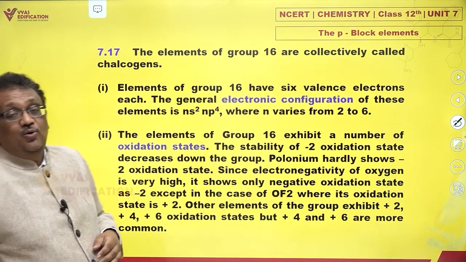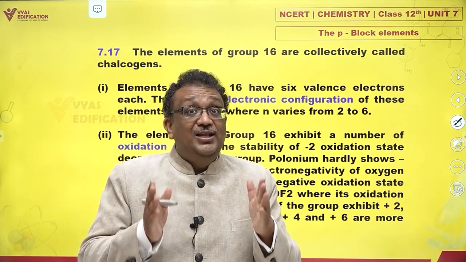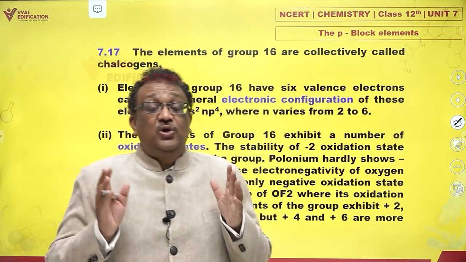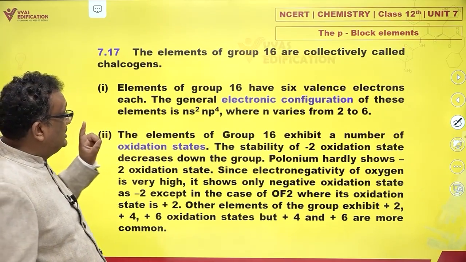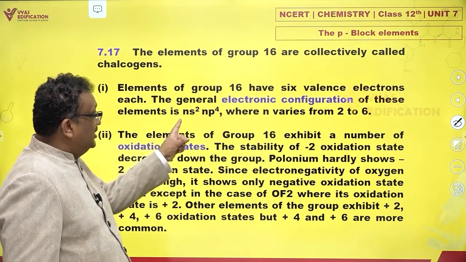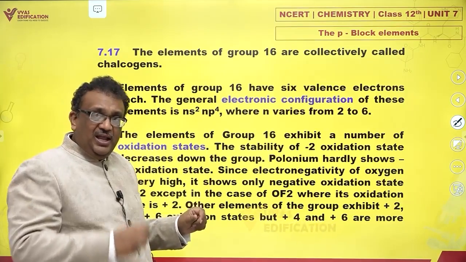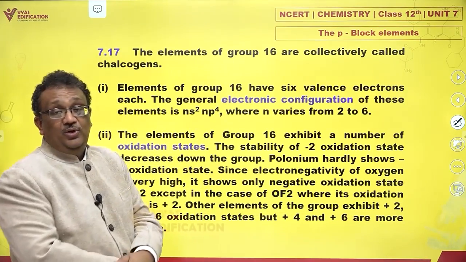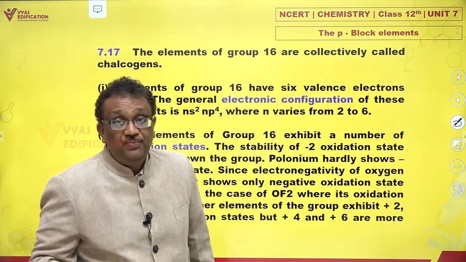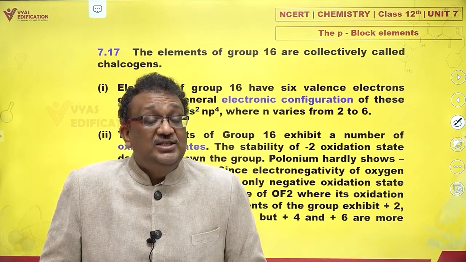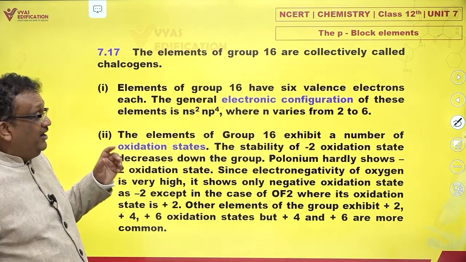So first, let us take a look at electronic configurations. Let me remind you, oxygen, sulfur, selenium, tellurium and polonium, all these elements together are called chalcogens. Now, they have 6 valence electrons. That means the general electronic configuration is ns2, np4. So, oxygen is 2s2, 2p4. Sulfur is 3s2, 3p4. Likewise, polonium would be 6s2, 6p4. So, this n varies from 2 to 6 and you have oxygen, sulfur, selenium, tellurium and polonium. Oxygen and sulfur are non-metals. Selenium and tellurium are metalloids and polonium is a metal. Is that significant? Very significant.